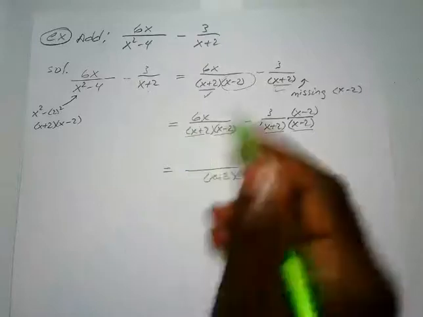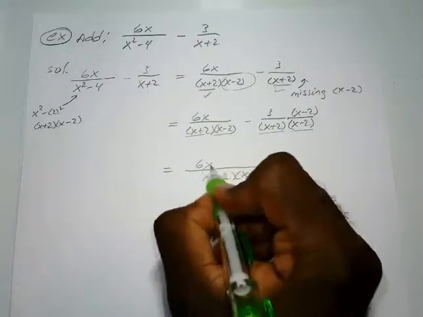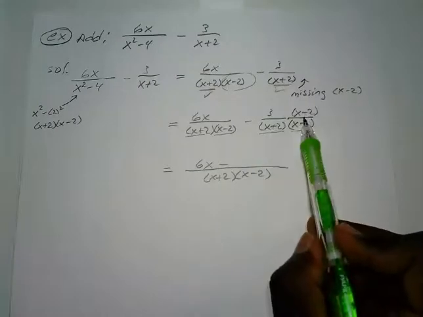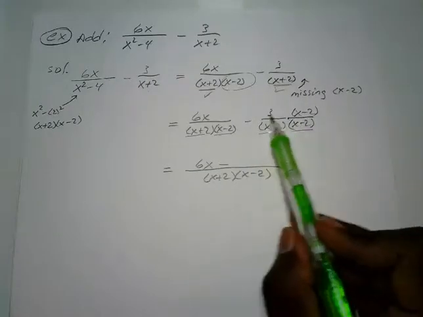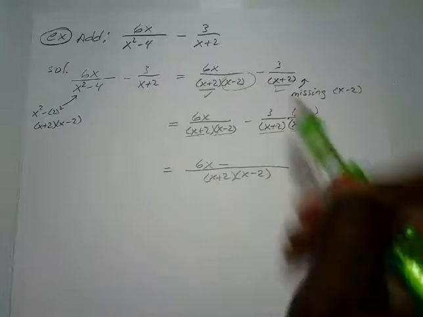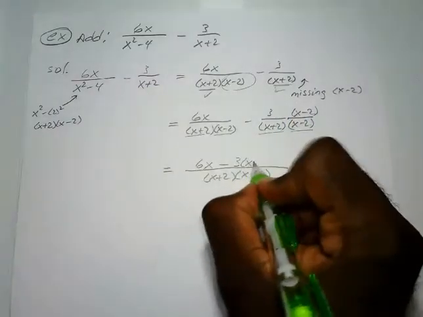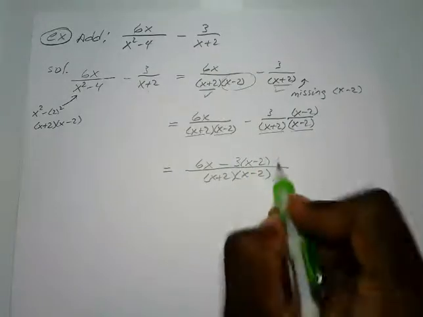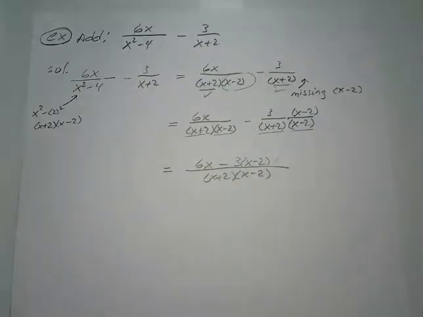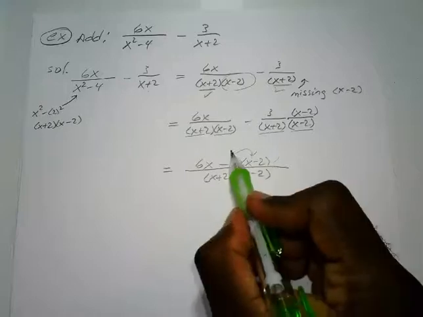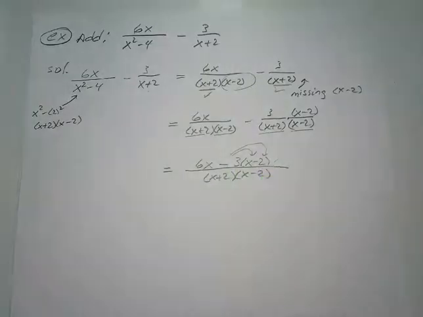Okay, so you have 6x minus 3 times x minus 2 is all one term. This is just 3 times another polynomial, so you don't need parentheses around that whole thing. I mean, if you put them there, it wouldn't hurt, but you don't need to because it's just one term. Okay, so now we go ahead and distribute our -3.